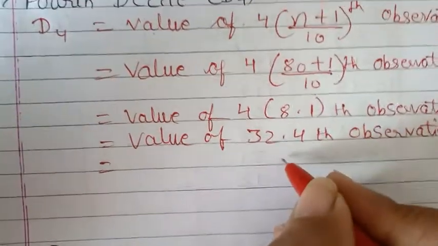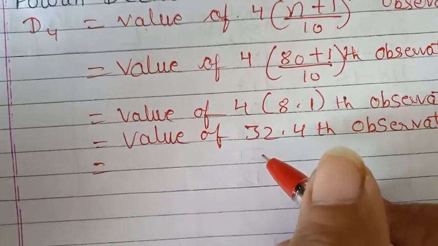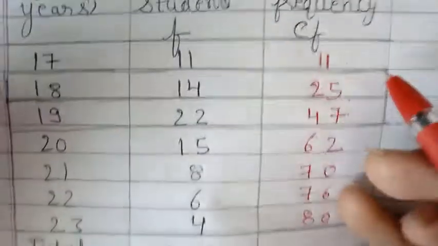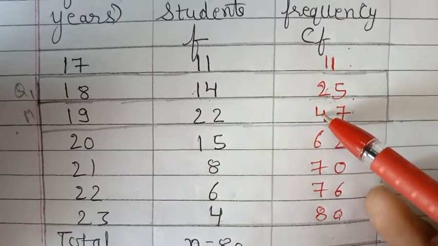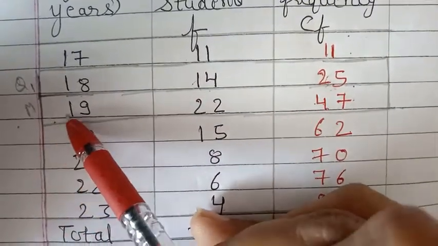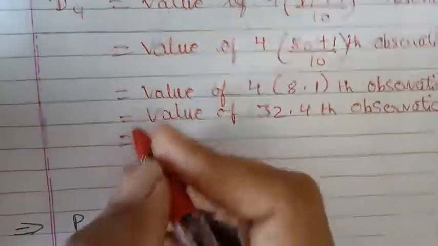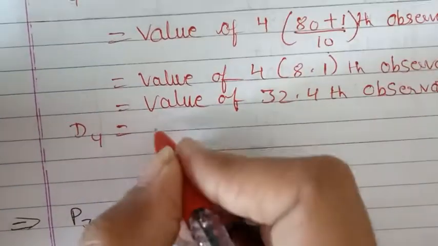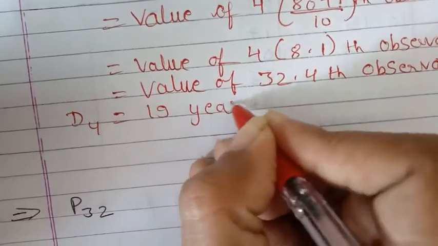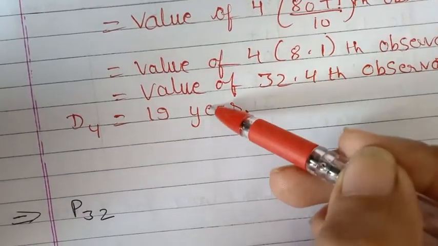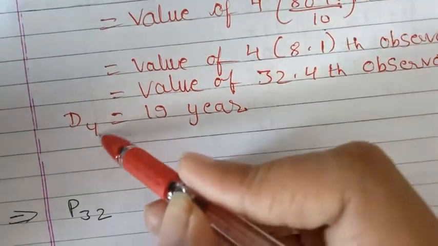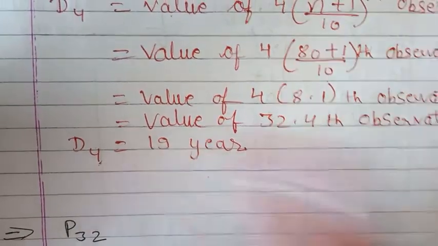Now this 32.4 we have to see in our CF column. As you can see, the 32.4th observation again comes in the third row, which is the same as our median, 19 years. So I'll write down D4 is equal to 19 years. And what we can say? We can say that the age of 40% of students will be 19 years or less. Why am I telling 40%? Because we have found D4.